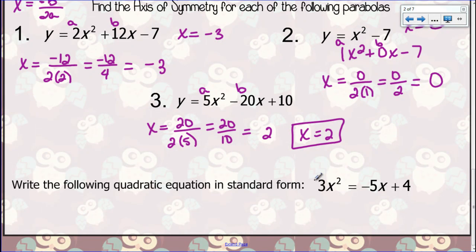So basically we want this 3x squared and this negative 5x plus 4 to all be on the same side. There are a couple of ways to do this. It totally depends on how you want to look at it.